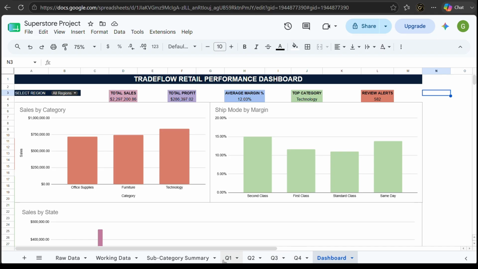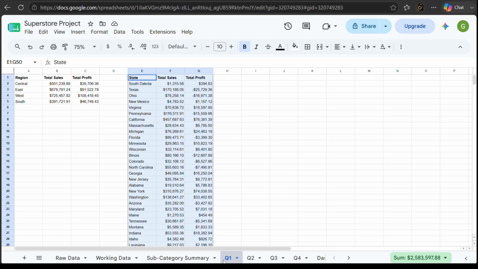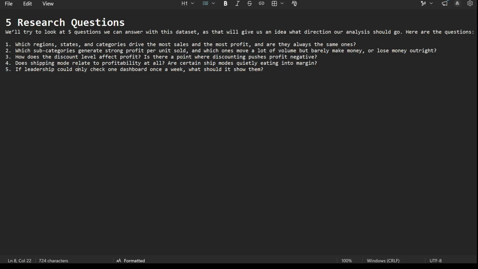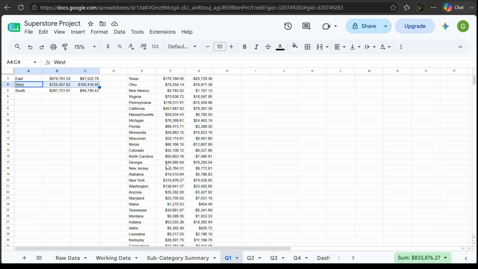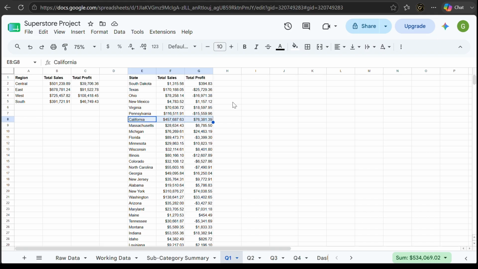So my major focus was on answering these questions. Q1 asked which region, state, and category drive the most sales and most profits, and are they always the same ones? We can see that the most sales and most profits were driven by the western region. In the case of states, the most sales were driven by California, and likewise the most profits. And we saw that because a state drives a lot of sales doesn't mean it always drives a lot of profits.